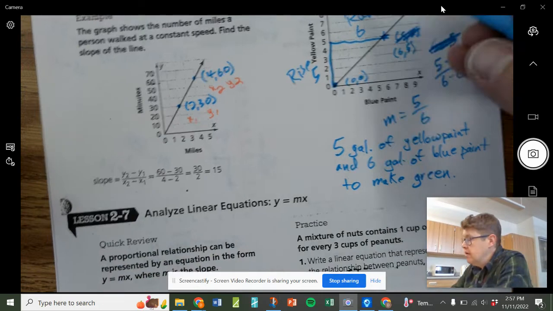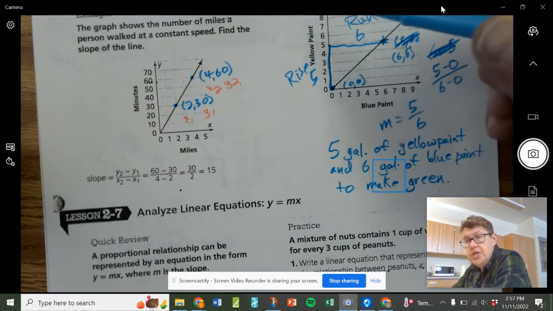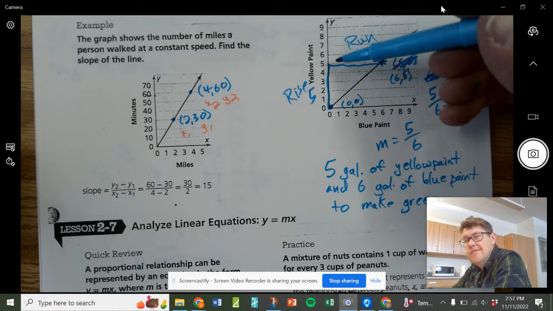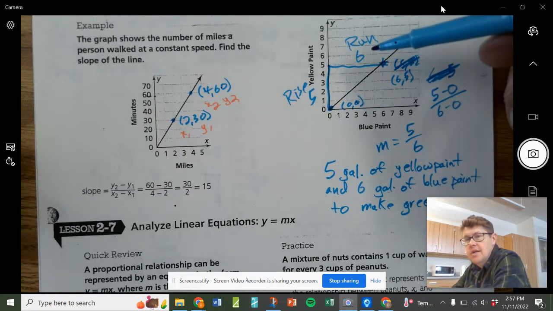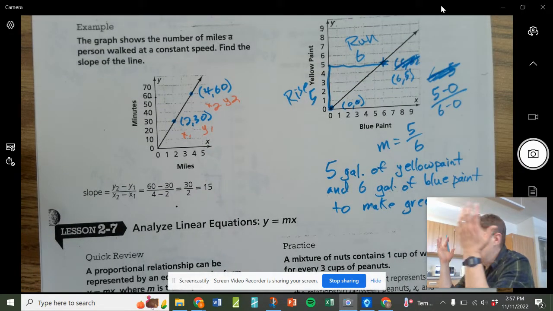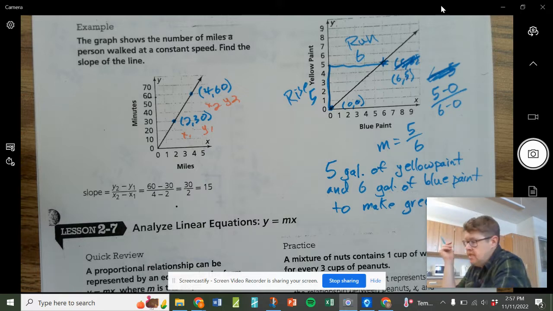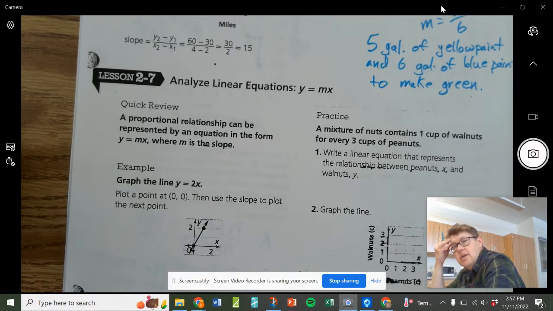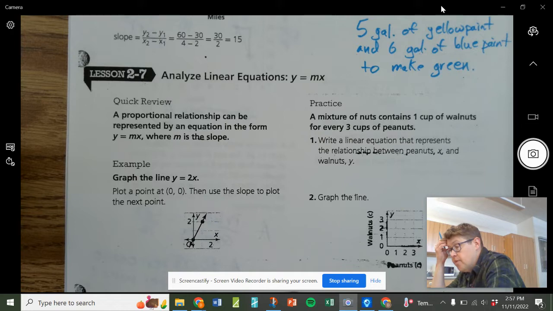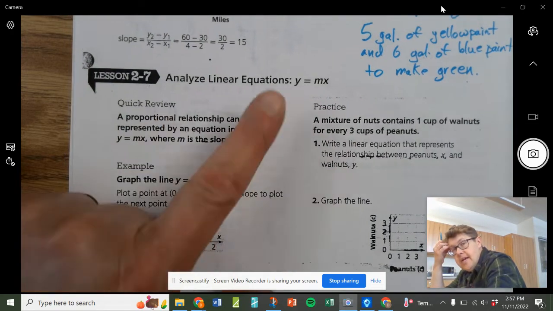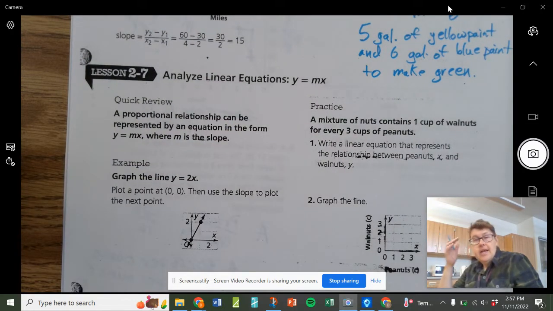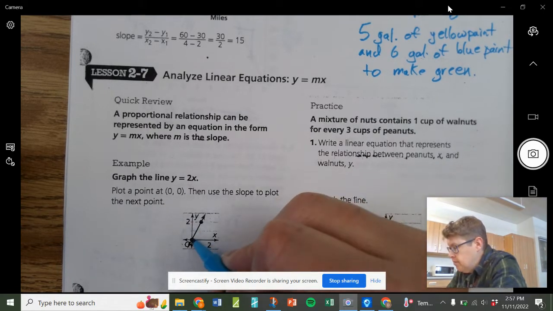All right. So it's basically relating like, oh, you need to mix them, but this is the ratio that you mix them, right? You put 5 gallons of yellow paint in, 6 gallons of blue paint, and boom, it comes out the perfect green. Okay, so analyzing equations in the form of y equals mx. These are proportional relationships. That mx, but we're not adding anything to it, means that it's going through 0, 0, right? So plot a point at 0, 0.